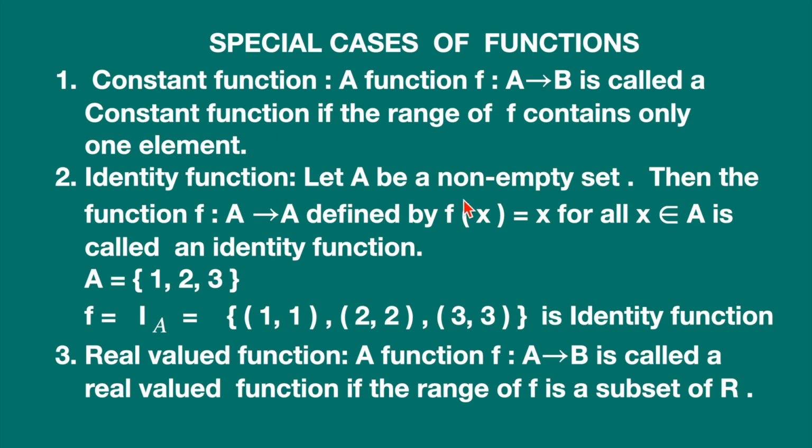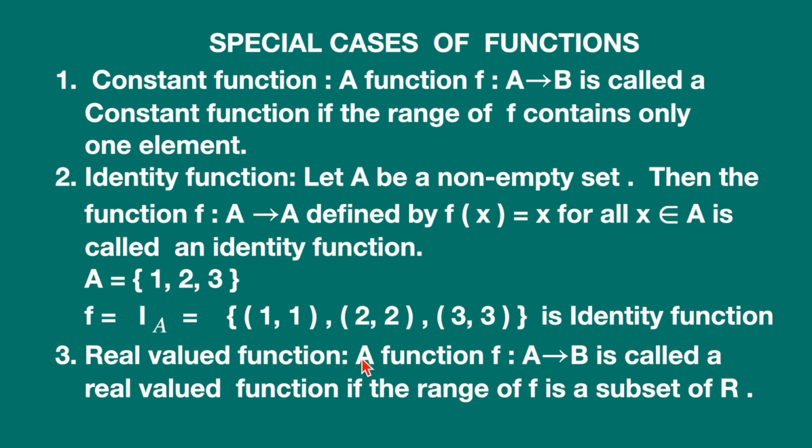Identity function. If A is a non-empty set, then the function f from A to A defined by f(x) = x for all x belonging to A is called an identity function. So this function, identity function, is from A to A. Let the set be A = {1, 2, 3}. Identity function, we denote it as I_A. Here the element is 1, the image also is 1. The second element is 2, the image is also 2. It is a function from A to A. For 3, the image is also 3. This is called an identity function.